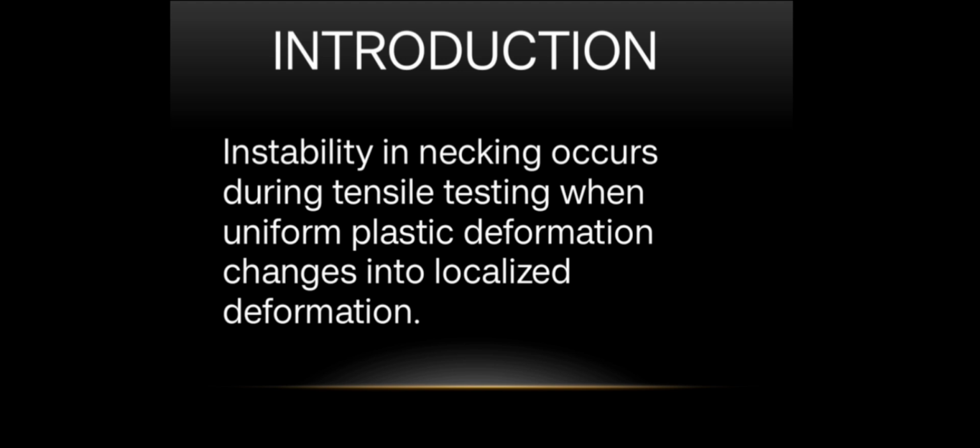Let's go back to the introduction. The instability in necking occurs during tensile testing when uniform plastic deformation changes into localized deformation. What I'm trying to say is that when a ductile material is subjected to a tensile stress test, it first elongates uniformly. After reaching a maximum load, deformation becomes concentrated in a small region. This phenomenon is called necking, and the start of necking is known as instability in tension.